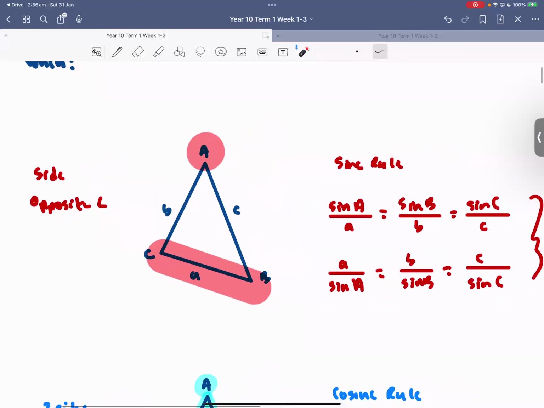The sine rule simply says sine A on a equals sine B on b equals sine C on c. That's what the sine rule says. You can have it the other way around. You can write the sides on the top: a on sine A equals b on sine B equals c on sine C. They both mean the same thing.